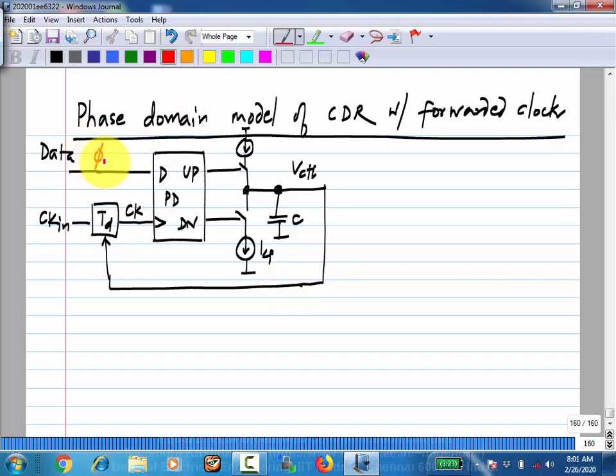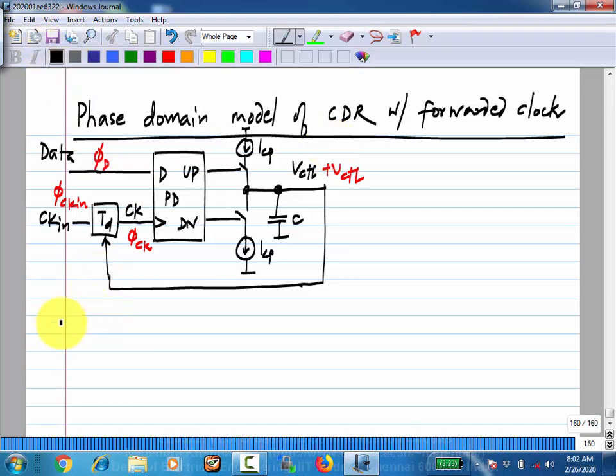We considered an increment phi d. We first assume that it is locked, okay, and then we consider an increment phi d in the phase of the data, or an increment phi c in the phase of the clock. This will cause an increment in the control voltage as well as an increment in Ck, which is used for data recovery, okay. And you could also add noise from the current sources and so on. We will do that later.